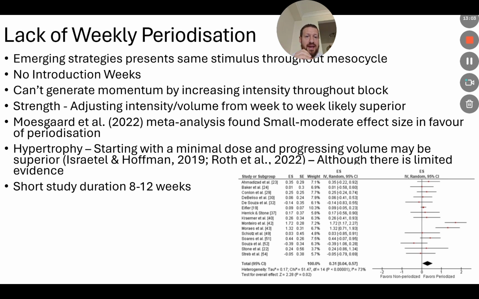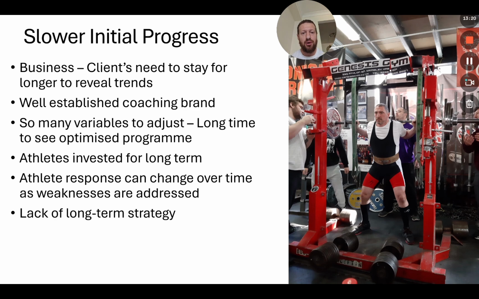The evidence probably indicates that adjusting intensity and volume from week to week is superior, although as I mentioned earlier, some of this is limited by the fact that it's generally 2 to 3 months, which is not a long time in an athlete's career. Progress is probably going to be quite slow initially, or at least slower. And I think part of this is a business decision. If the athletes need to stay coaching for a long time to reveal the trends, it's going to take a long time before they've really explored all the variables that might be effective for them.